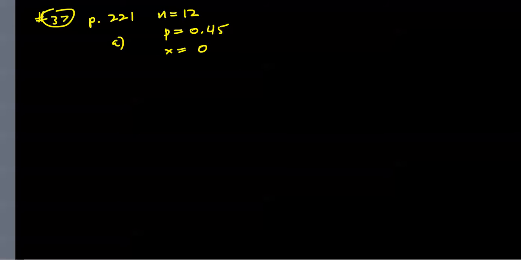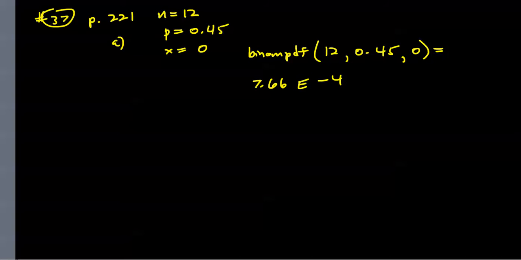Okay? Alright, so of course then I want to grind out my Binomial PDF operator. We've got 12 trials. The probability of success in any trial is 0.45, and here in part A we're looking for 0 successes. Alright, so my calculator returns 7.66e-4. Again, that's scientific notation, which is equivalent to 0.000766 in decimal fashion, right? So I would just box that.